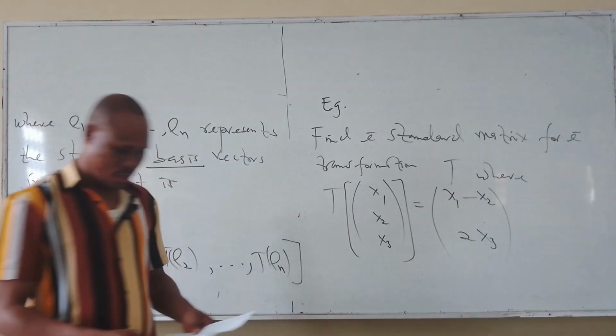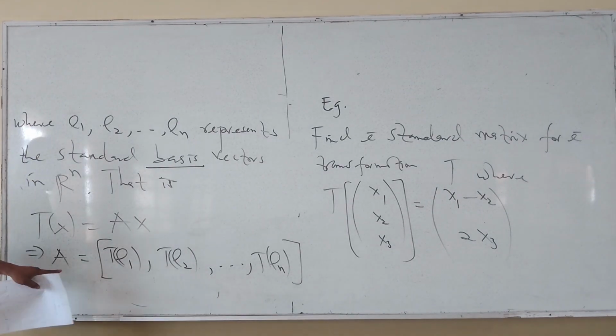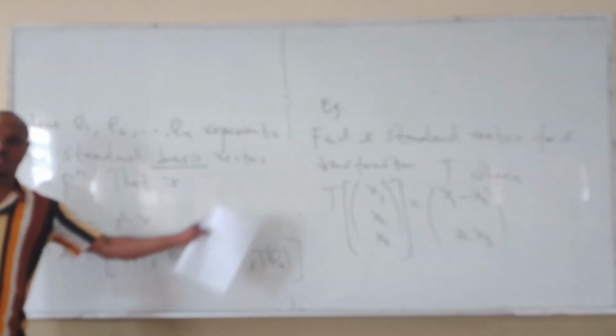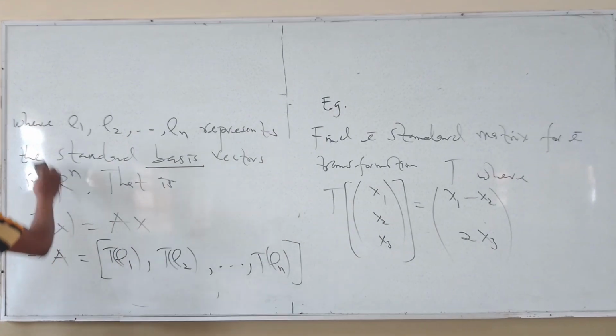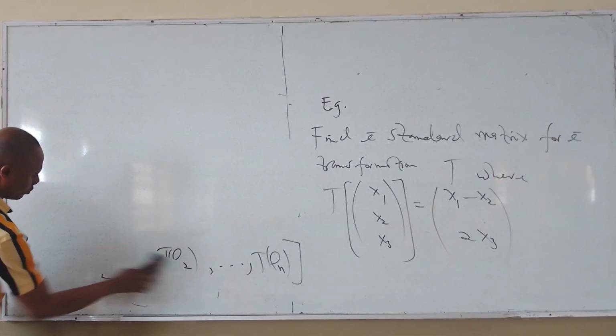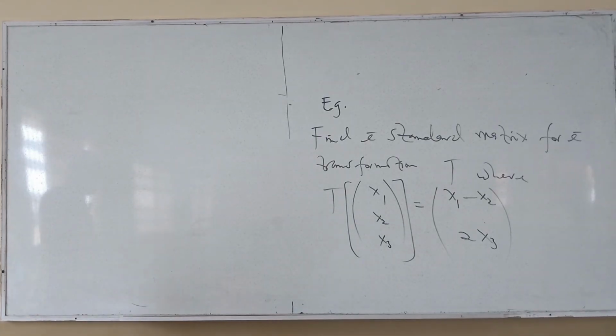Okay. So let's look at the solution to it. We want to find what? The standard matrix. Okay, good. We say that the standard matrix here, the columns are the T of what? The standard basis, u1 here. Solution.